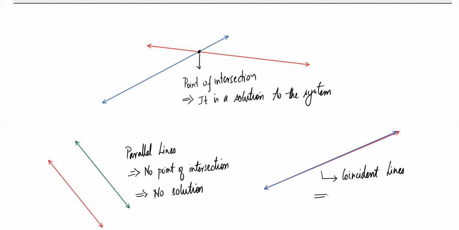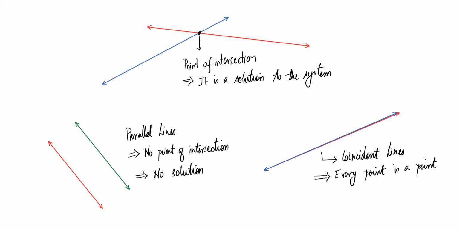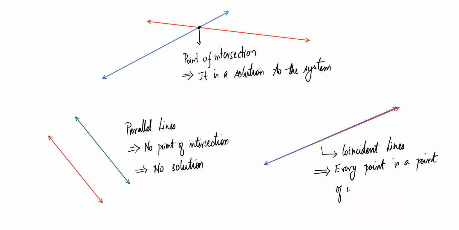And here, what do you think is their point of intersection? It's crazy. Every point is a point of intersection. Okay? Every point is a point of intersection because they overlap, they are the same. If every point is a point of intersection, how many points are there then?